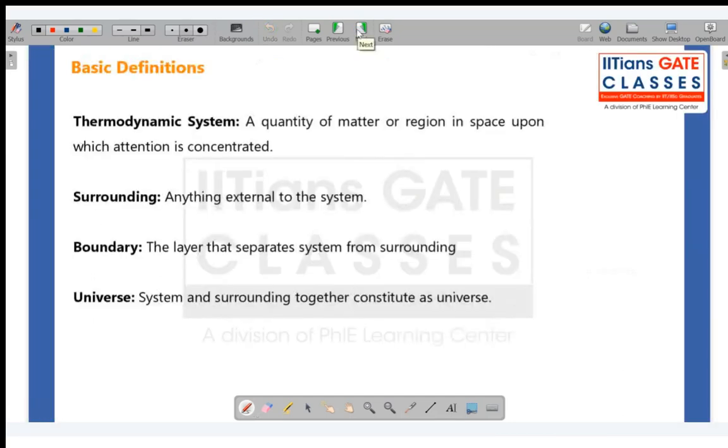Okay, now there are basic definitions. What are the basic definitions? First of all is a system. Now what is a system? Basically anything around you over which we are going to do a study, or we are going to focus on, that is our system. People say system, but still we have a very vague idea about what a system is. So I'll tell you one thing.